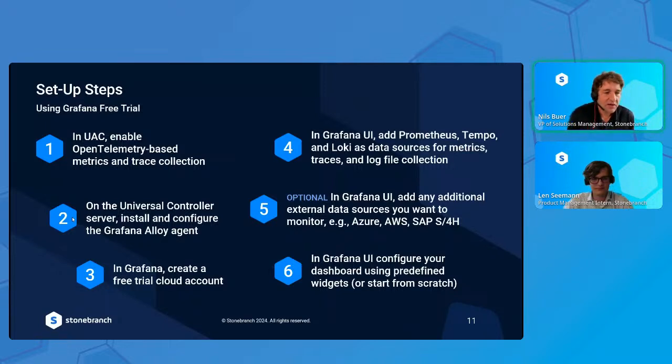So how can you now set up observability using Grafana, or it's also with the other tools, it's a similar setup procedure. The first thing is you need to enable OpenTelemetry in the Universal Automation Center to collect metrics and traces. To do this, you first go to the universal agents, and in the universal agent, you say, please send metrics data and send trace data. If you only want to send metrics data, that's also possible. I'll show it to you in a second.